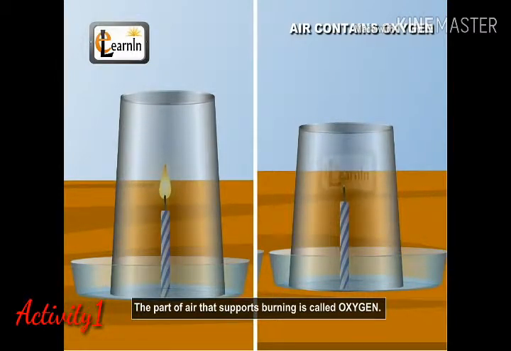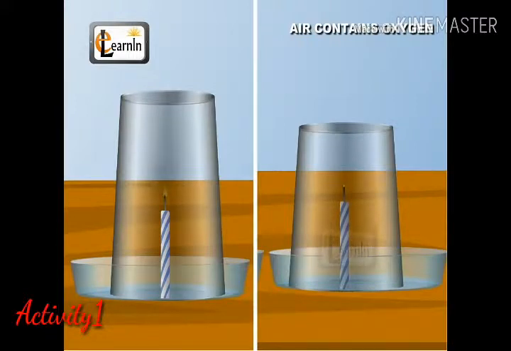It is also observed that there is some air left inside the glasses after the candles have been extinguished. This part of air that doesn't support burning contains gases such as carbon dioxide, nitrogen and inert gases. Nitrogen constitutes 80% of the air.